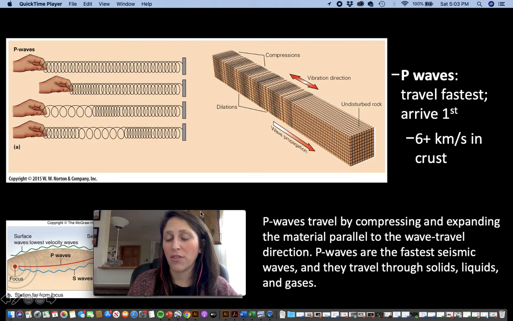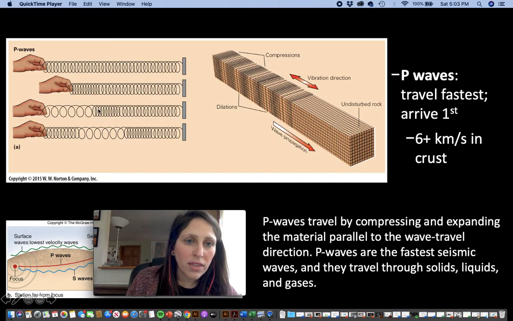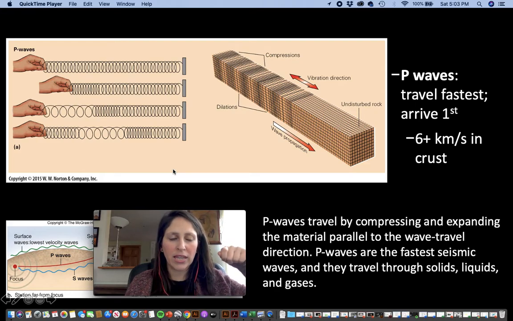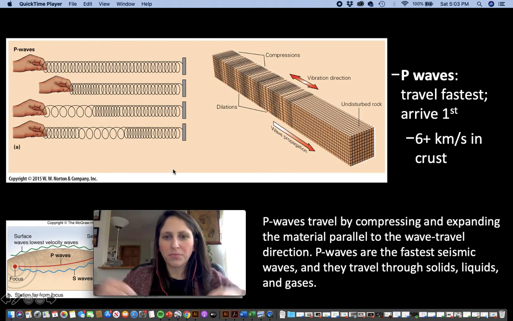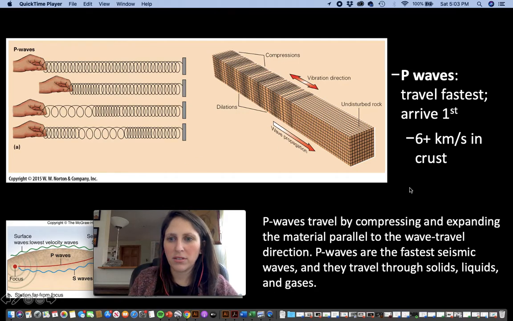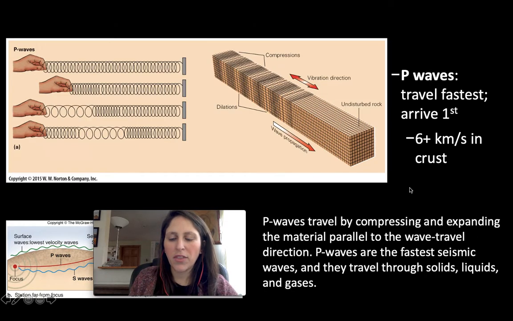And they also travel the fastest. They're going through all of these different types of materials in our earth, and they're traveling very fast. One way you can think about P waves is a spring or a slinky. You're pulling that spring apart, so kind of like this elongation direction. Those are your P waves. And they also travel pretty deep. They travel 6 or more kilometers into the crust. They also travel very fast.